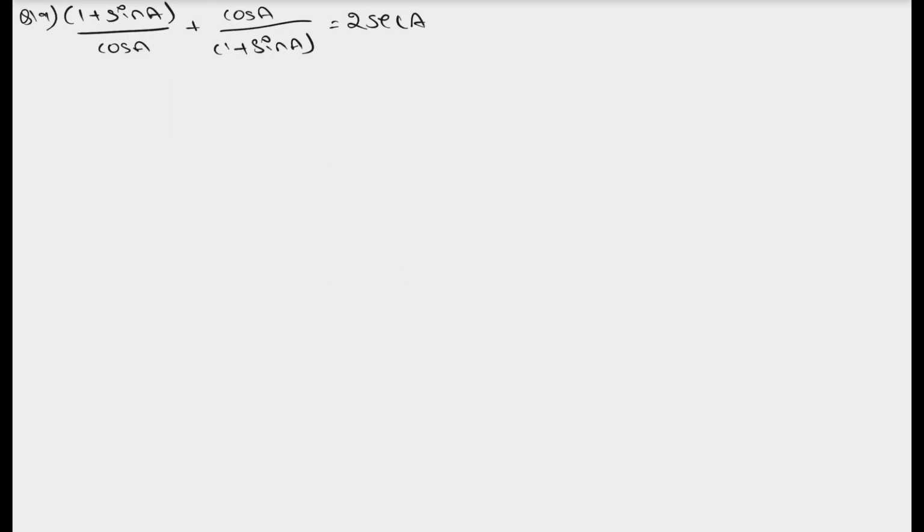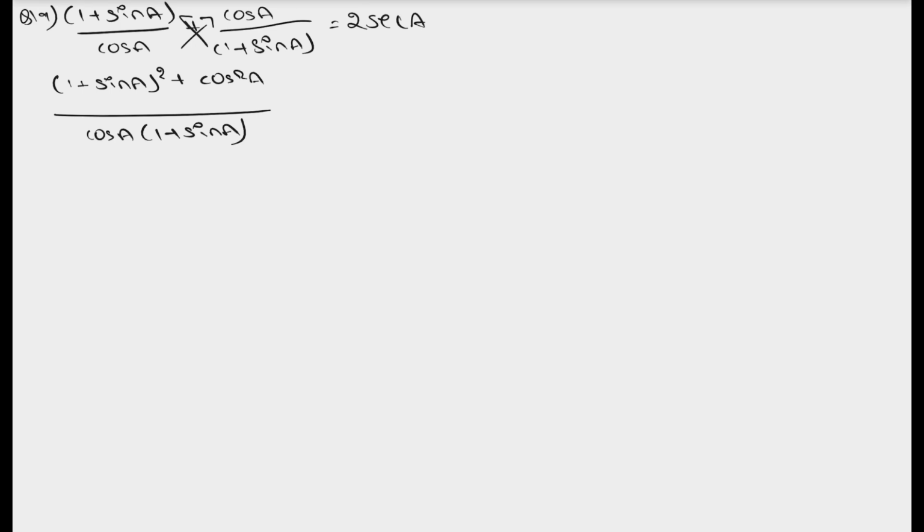Next, question number 19 we have. Here also we need to take the LCM of the first two terms in the numerator. So the LCM will be cos A into 1 plus sin A. That means here we have to do cross multiplication. We'll get 1 plus sin A whole square plus cos into cos, which is cos square A, and the denominator is cos A into 1 plus sin A.